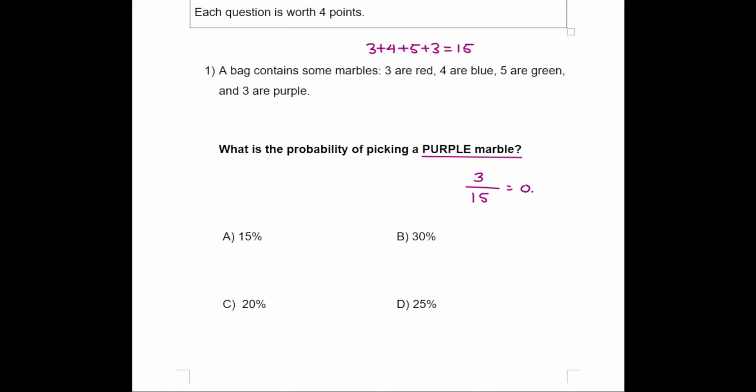That comes out to 0.2. So there's a 0.2 chance that I pick a purple marble. But all the answers that are shown here are in percentages. So how do I convert from decimal to percentage? We have to multiply by 100. That's going to come out to 20%. Okay, so the answer for question 1 is 20%.